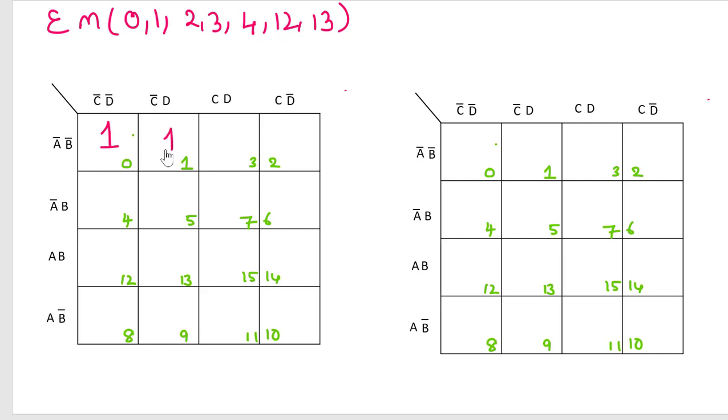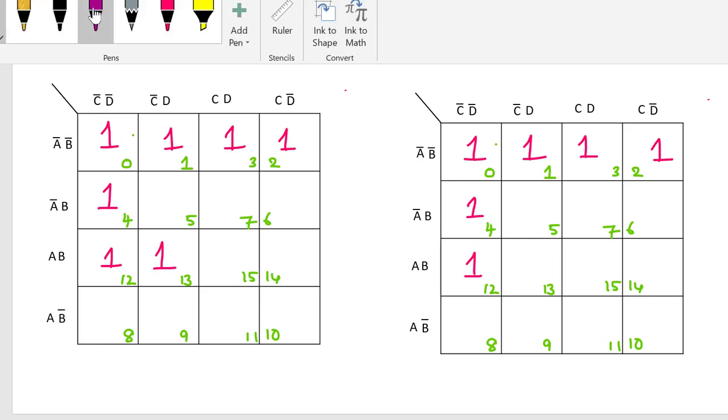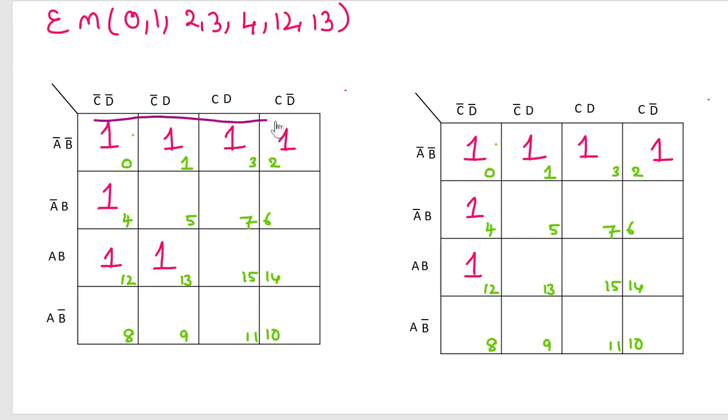0 is 1, 1 is 1, 2 is 1, 3 is 1, then 4 is 1, then 12 is 1, and 13 is 1. Similarly we will fill this K-map also, and rest all are zeros. Now we will try to see the pairs and quad formation. There is a possibility for one quad here. So this is one quad. Now you can form these two ones as a pair as well as these two ones as a pair. There is no other possibility.